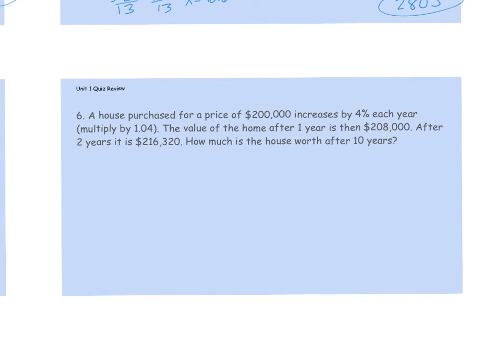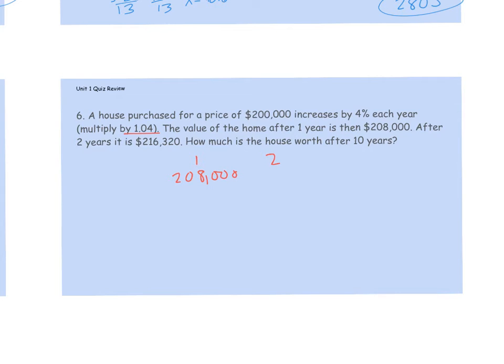A house for a price of $200,000 increases by 4% each year. That means your multiplier, they give us the multiplier here, is 1.04. The value of the home after 1 year is $208,000. After 2 years, it's $216,320. And you get this by just multiplying by 1.04. So after 1 year, it's $208,000.